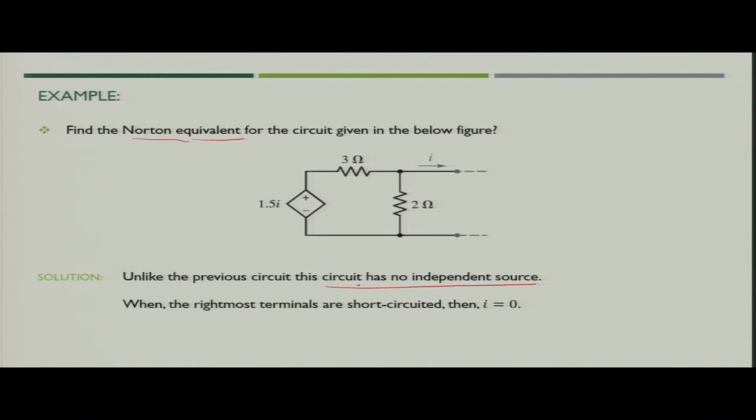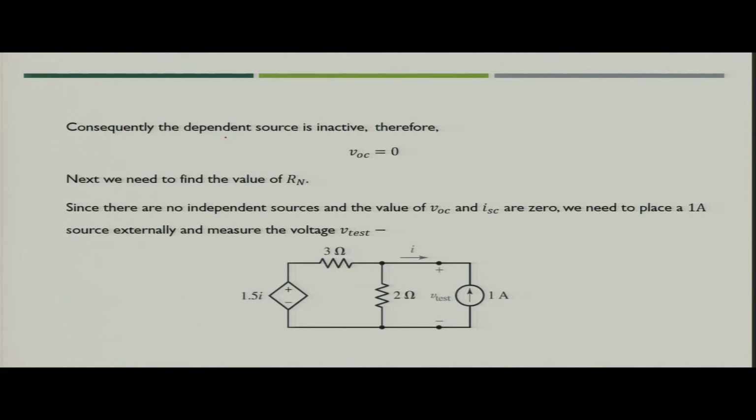So, when you short circuit the rightmost terminal, current would be 0. Why? Because there is no other source available in the circuit which can supply current I. So, if it is open circuited like in this case, the current I would be 0. Even if it is short circuited, current would still be 0, because the source which can supply this current is not available in the circuit. And this dependent voltage source which we see here depends upon the value of current I. So, you always have open circuit voltage 0, short circuit current also 0.